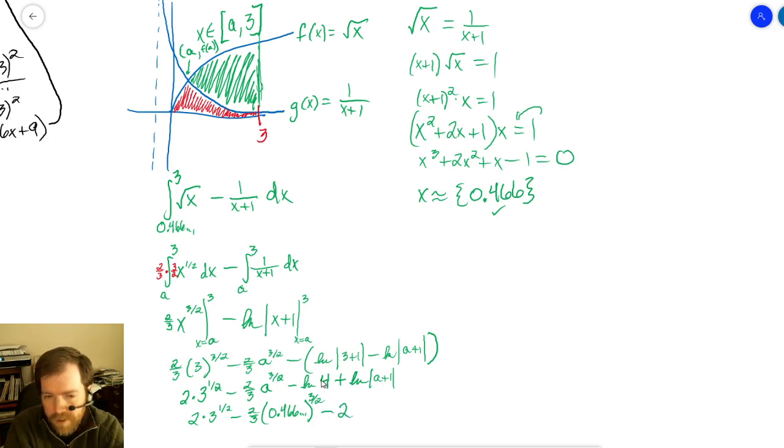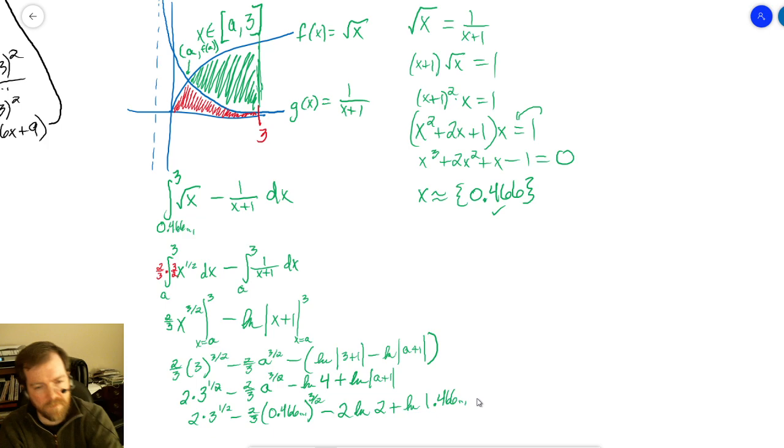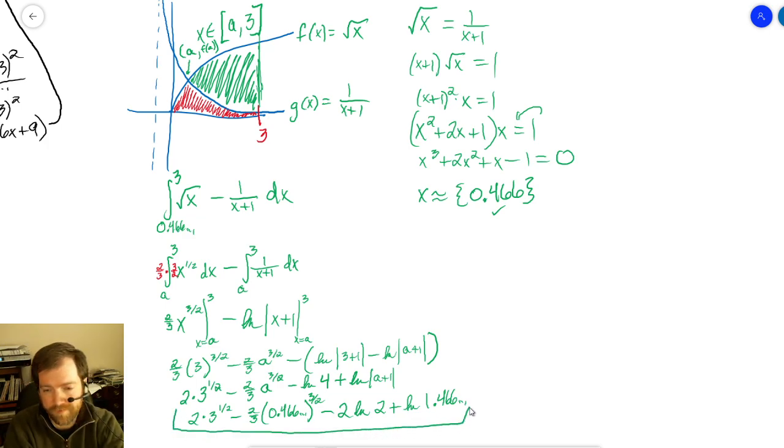Minus, this is going to be natural log of 4. Remember that 4 is 2 squared, and you can bring the 2 out front. So 2 natural log 2. Plus natural log of 1.466, etc. Okay, so this is the exact value. It's probably not very satisfying.